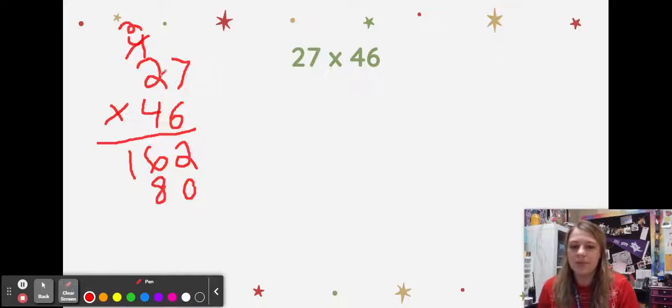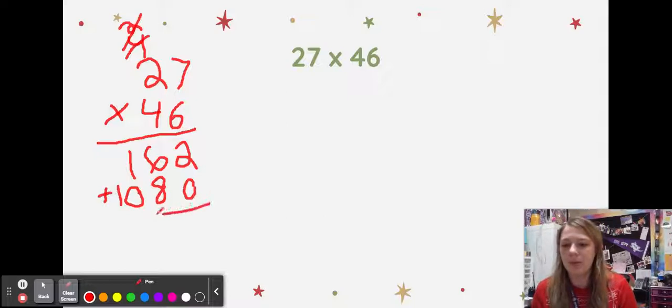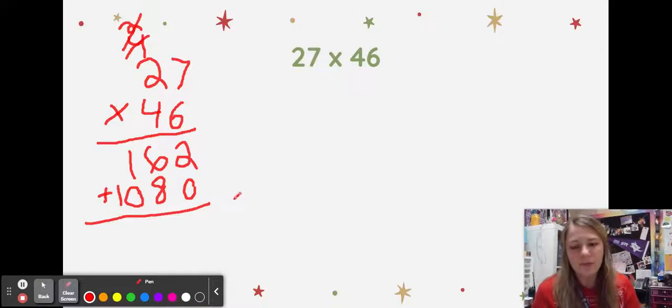Then we do our tens place times our tens place. 4 times 2 is 8, plus 2 is 10. And now we have our two partial products. Remember, these are only part of our answer. You're not done yet. You have one more step. We need to find the sum of our partial products.